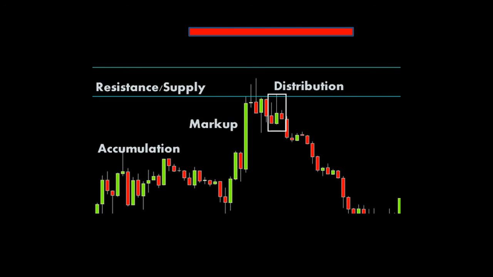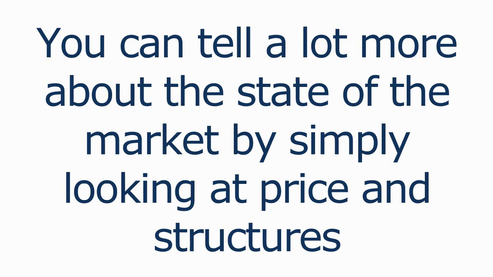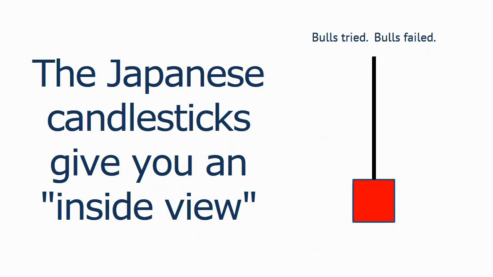You are selling pretty much near the top of the move and catching the move down from an advantageous place. And you can tell a lot more about the state of the market by simply looking at price and the structures that it plots by using a naked chart. The Japanese candlesticks give you an inside view of who is doing what at each point in the chart. Understanding how the candles on your time frame plot on the lower time frame can give you insight into who is gaining the upper hand at most times.